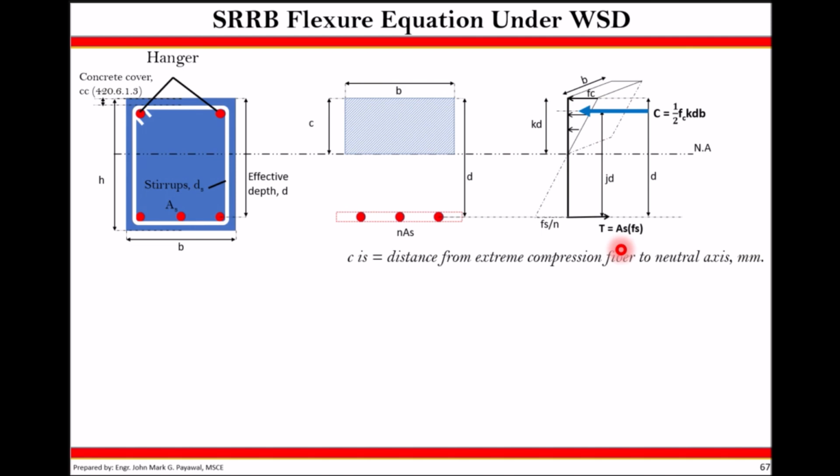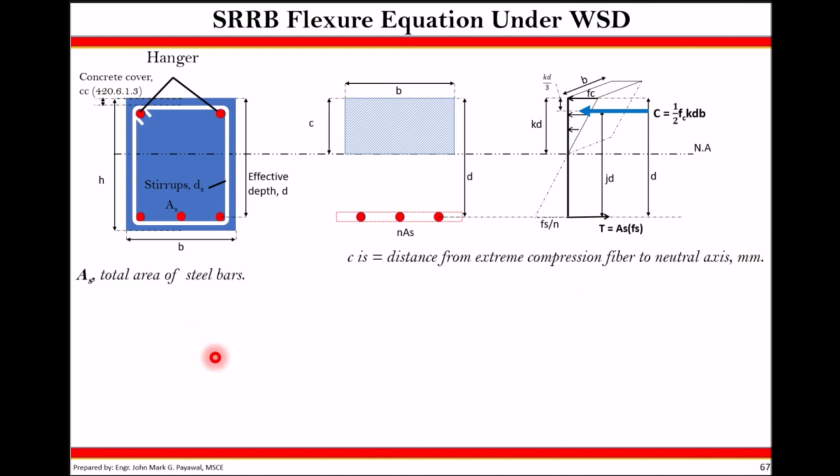So they are opposite in direction and equal in magnitude, that produces a couple with a lever arm equal to jd. So since this is a triangular shape in this section, the force applies at the centroid of your triangle, which measures kd over 3 from the top. Knowing these values would now create understanding on the establishment of your SRRB Flexure Equation under WSD.